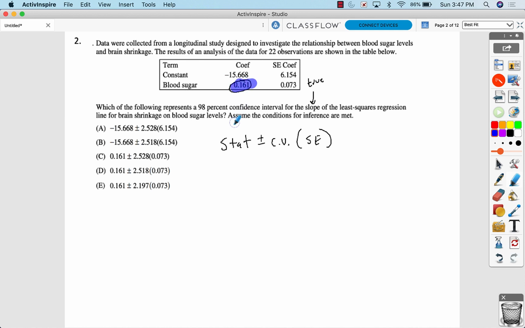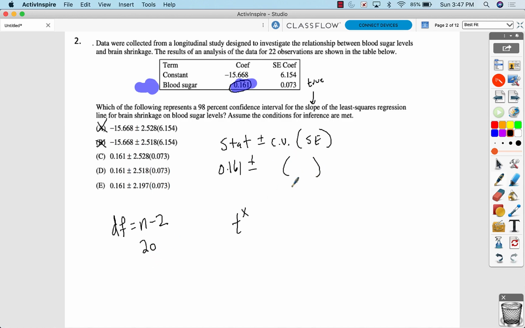This is little b. Everything on this second row here has to do with slopes. So my statistic is going to be 0.161, so I could get rid of A and I could get rid of B. Now plus or minus. This is where all the problems came. This is a t star. We have to know our DFs. The DF in this case is however many people we sampled minus 2, not minus 1. So the DF here should be 20.